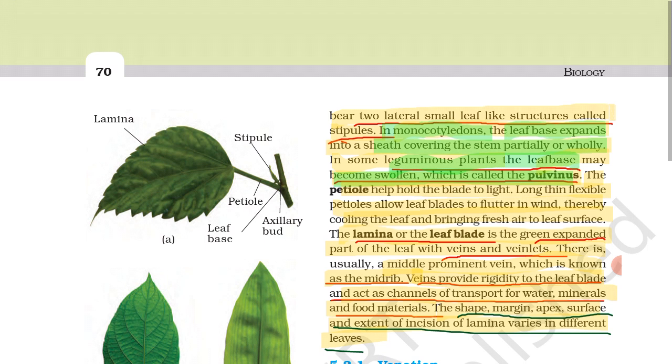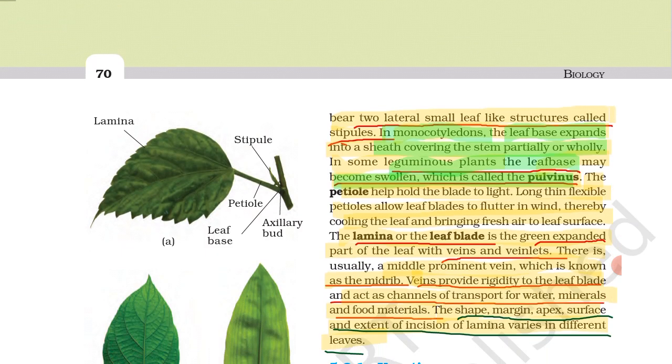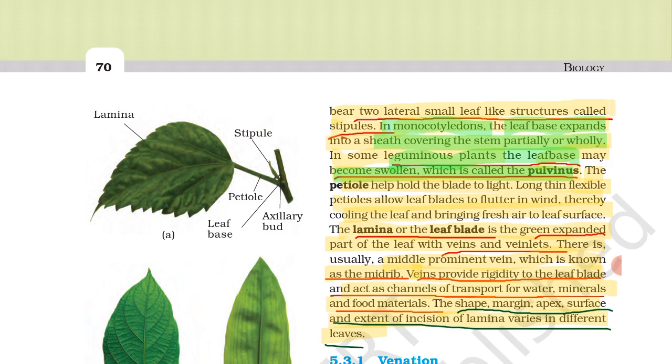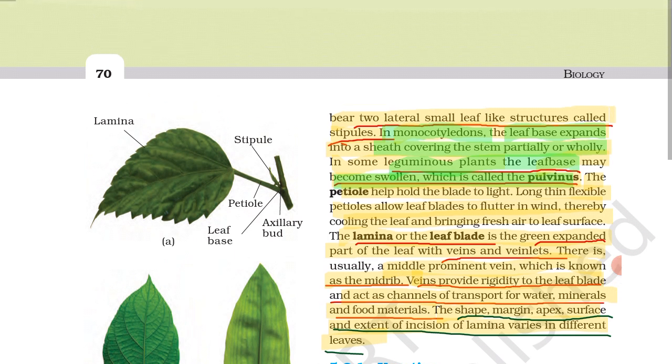So the shape, apex, and structure may vary in different leaves. See what we have seen in leaves. In the diagram, the leaf base is shown, the petiole is shown, the stipules are shown, and the lamina is also shown. Let's revise.